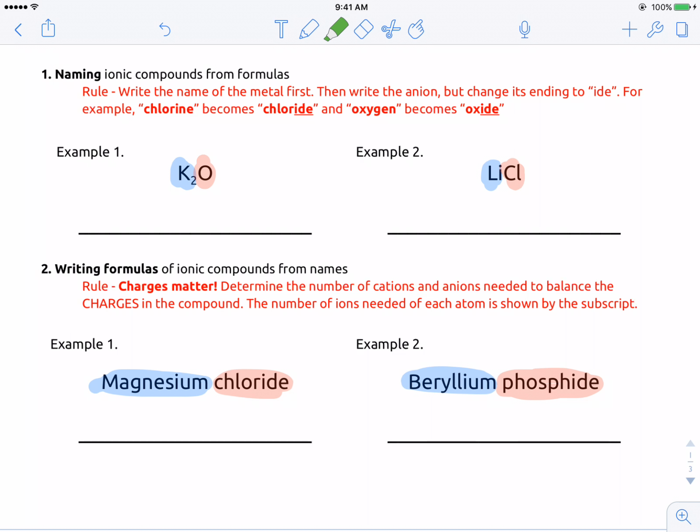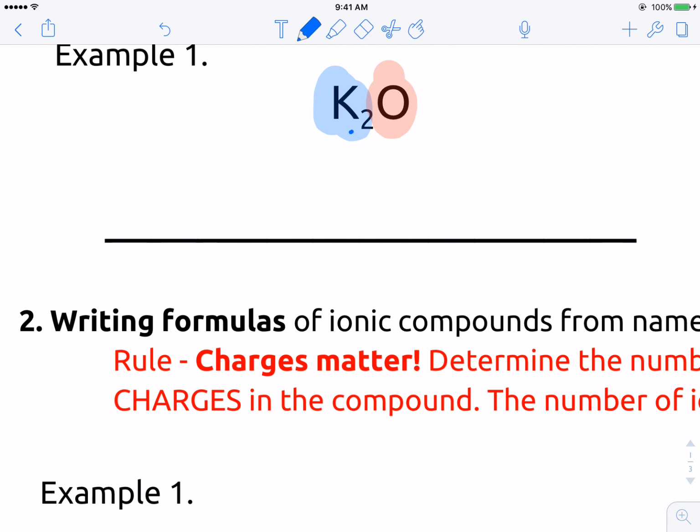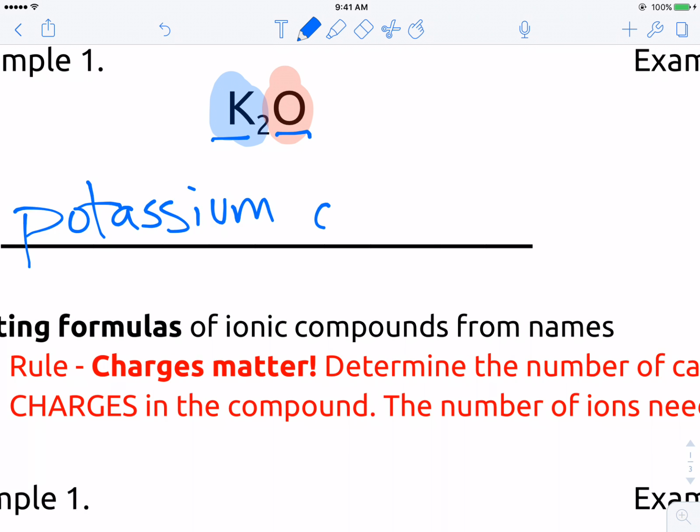So let's say you needed to name an ionic compound from a formula. So you're given something like K2O and you need to write the name. What you need to do is write the name of the metal first, then write the anion but change its ending to -ide. So if you had chlorine at the end, it would become chloride, or oxygen would become oxide. So if I had K2O, K is potassium, that's my metal, highlighted in blue. I'm just going to write potassium, and it's joined with an anion of oxygen, and oxygen is just going to change to oxide. So I have potassium oxide.